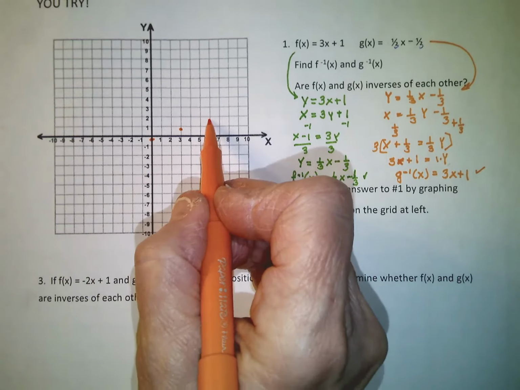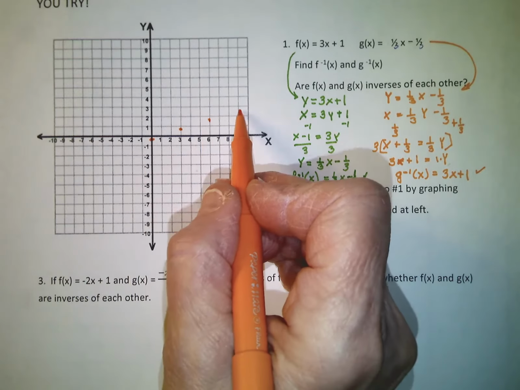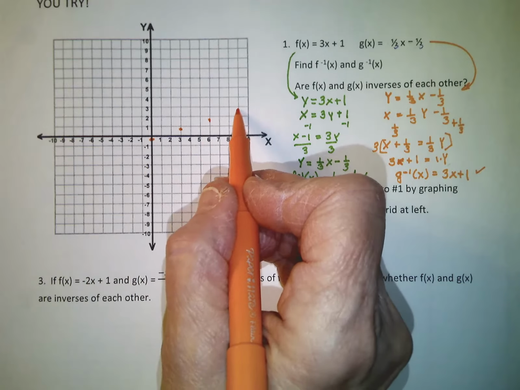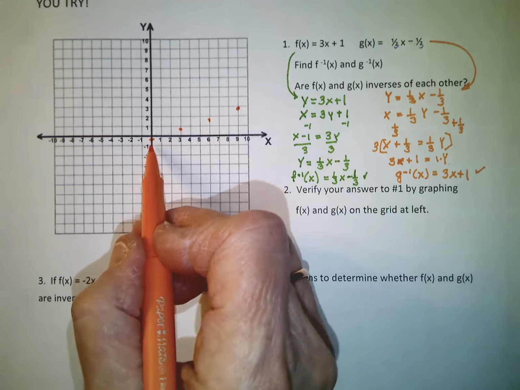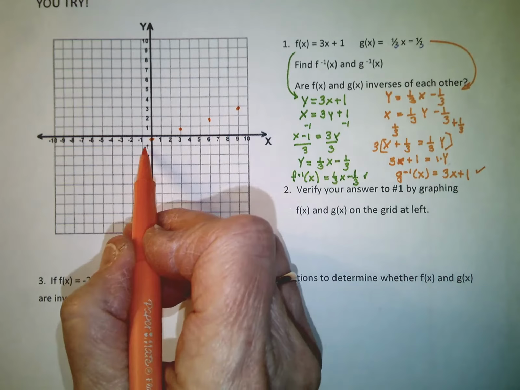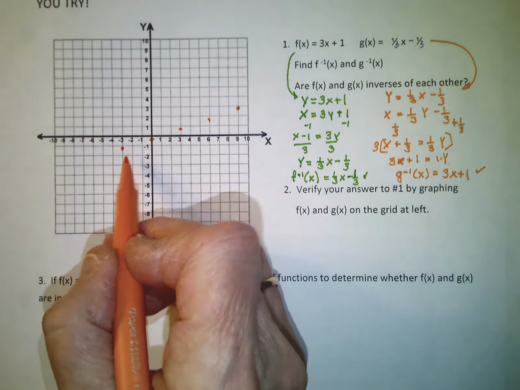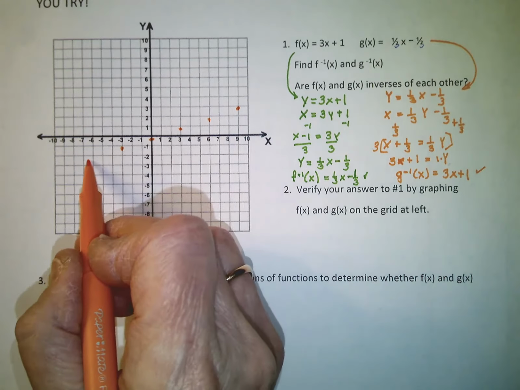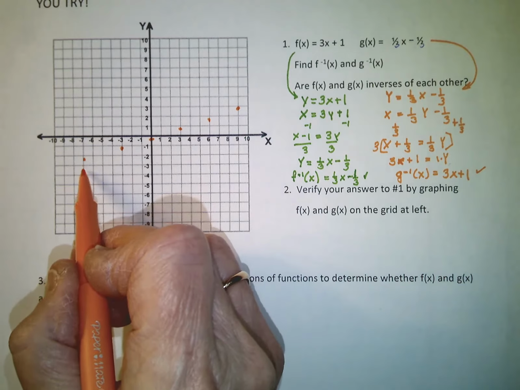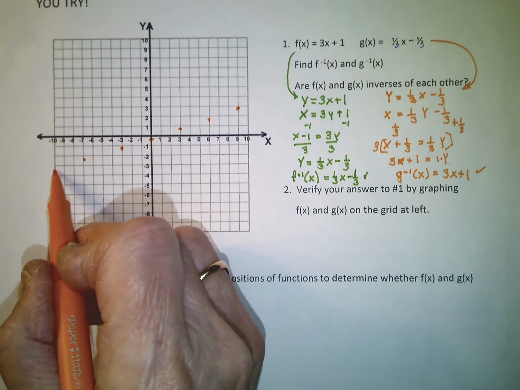Up 1 over 3. Up 1 more space over 3. Likewise, going to the left, we can go down 1 and to the left 3. Down 1 and to the left 3. Down 1 more and to the left 3.